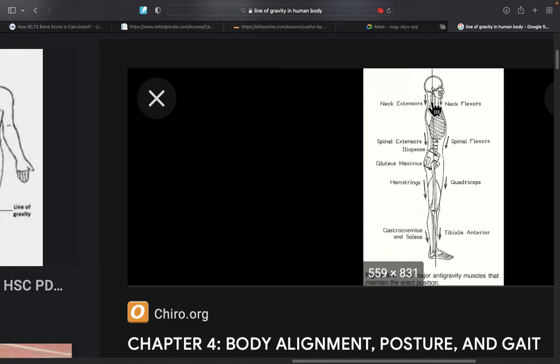gravity, of course, is passing posterior to the cervical vertebrae, but we can see the shortest distance between the cervical vertebrae and the line of gravity is not as much as what we see here, when we are talking about the shortest distance between the upper thoracic spine and the line of gravity. Did everyone understand this?